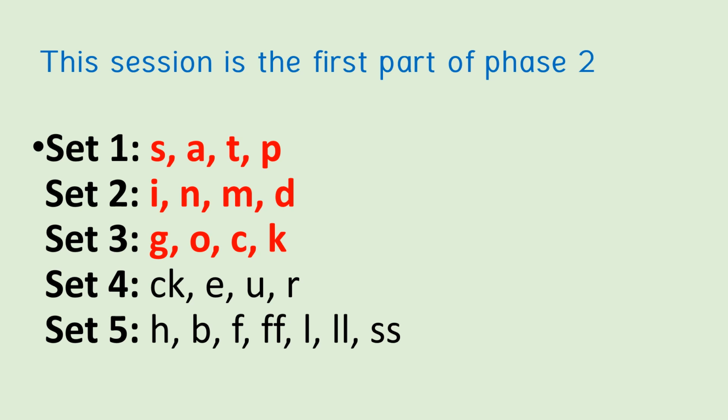So if they're on the page, that's the grapheme. If it's coming out of their mouth, it's the phoneme. So set one, they'll see the S, but they will say the phoneme S. They'll see the A, but they will say A. Okay, so we'll work our way through. We're adding on a few more today. So we've done S, A, T, P, I, and N in session one.